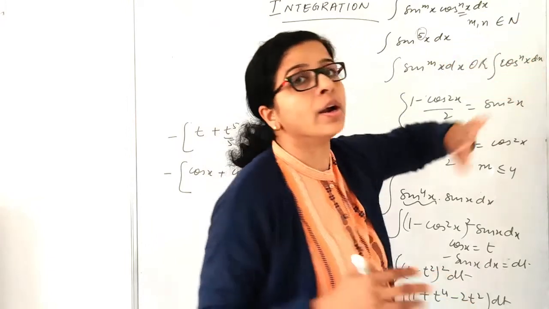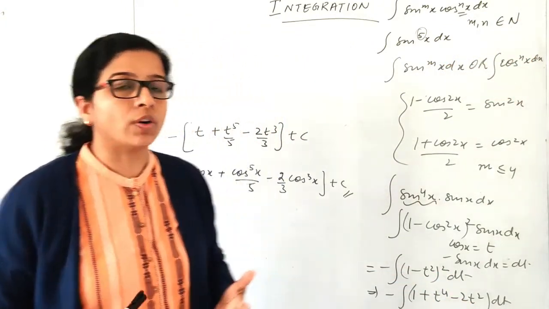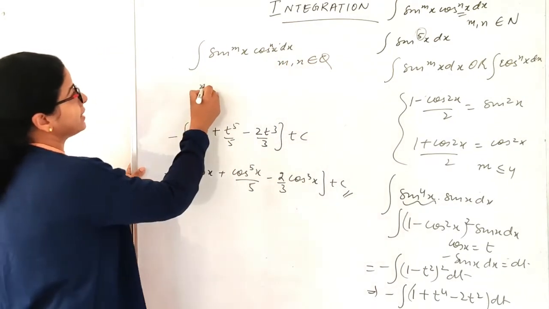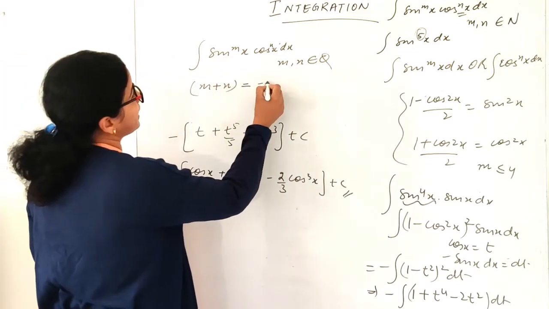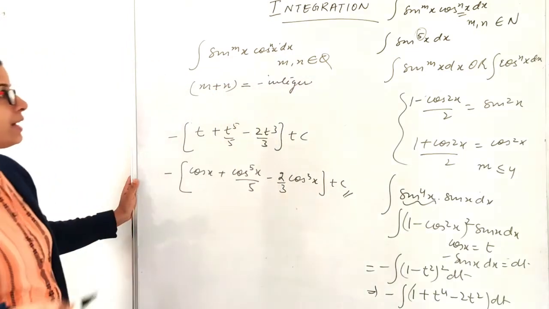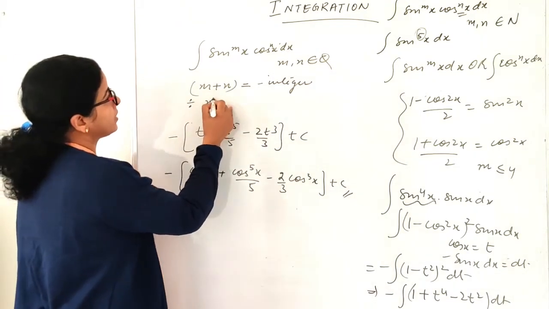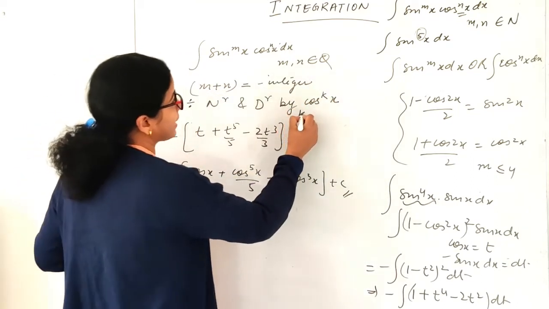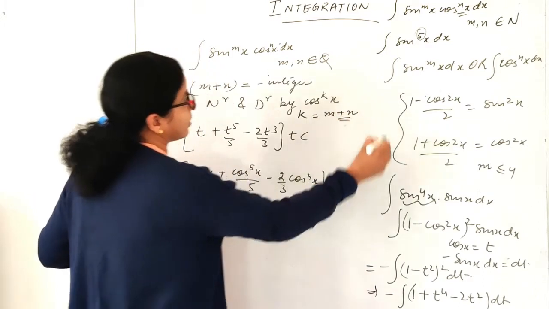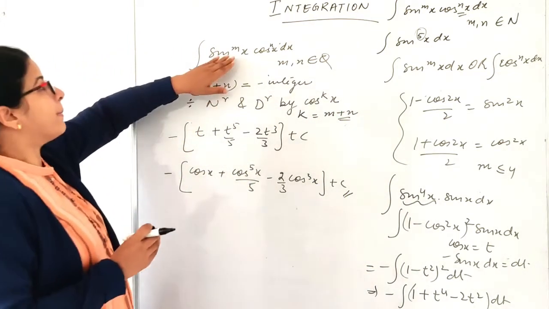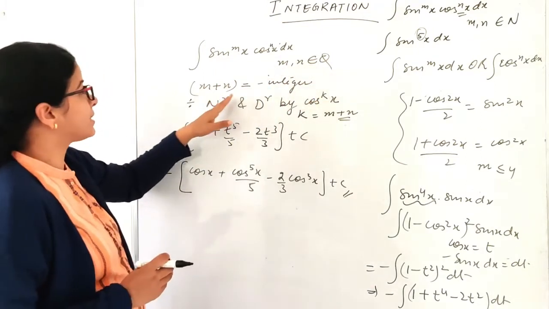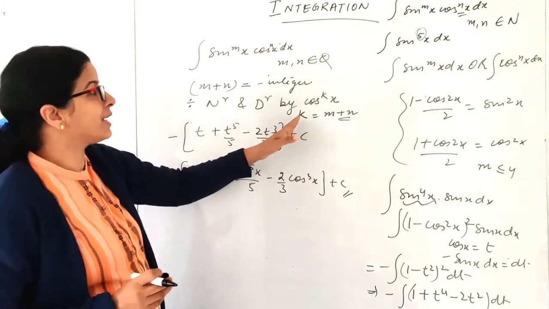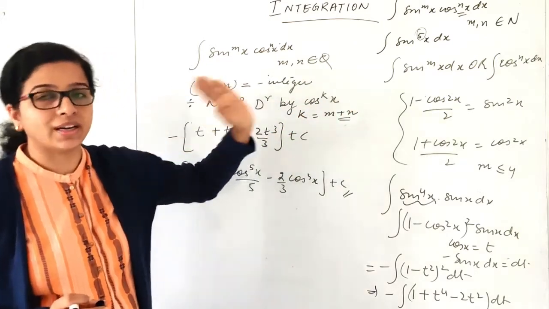Now if my m and n are not natural numbers, but belong to Q, then what will happen? Whenever m, n belong to Q and m plus n is equal to a negative integer, in that case we divide numerator and denominator by cos to the power kx, and k is equal to m plus n. Is that clear? Let us take one question on this.